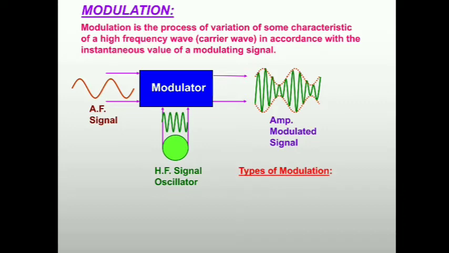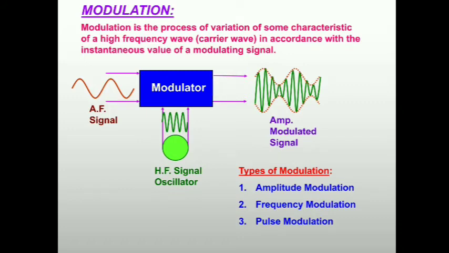Okay, now shall we go to the types of modulation? The types of modulation are amplitude modulation, that is AM, and frequency modulation, which we call FM.